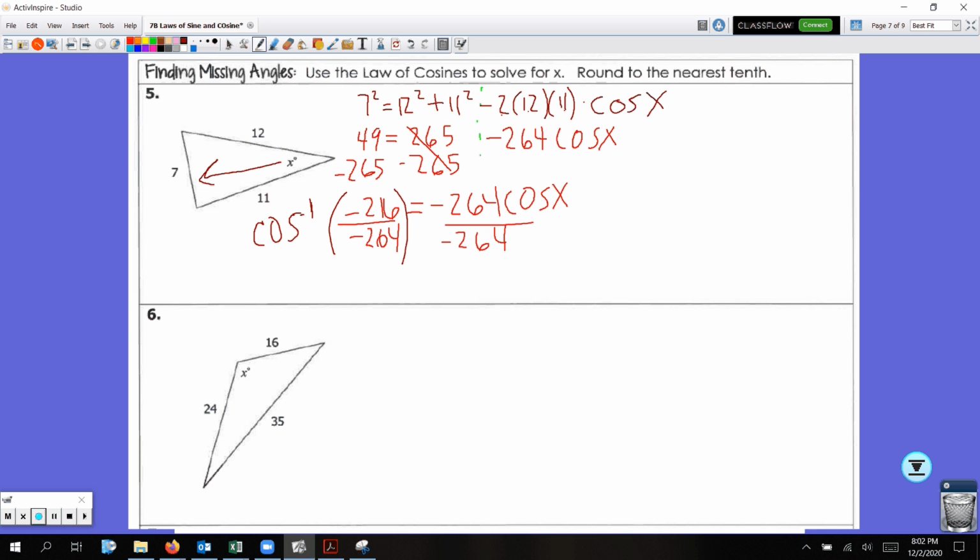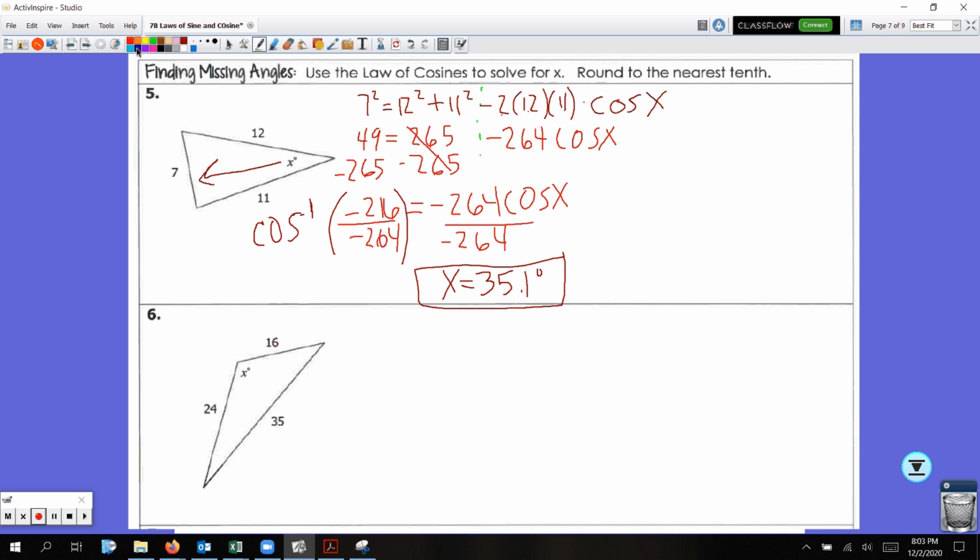Okay, if you know that a negative over negative is a positive, you could have just put in positive 216 divided by 264 and get the same thing. But what I get when I round to the nearest tenth is x is equal to 35.1 degrees. That wasn't terrible. I hope not. All right.